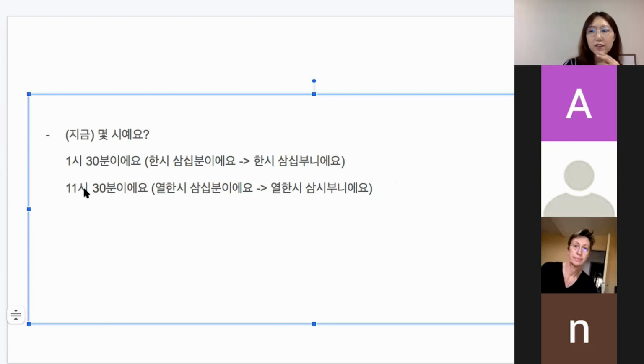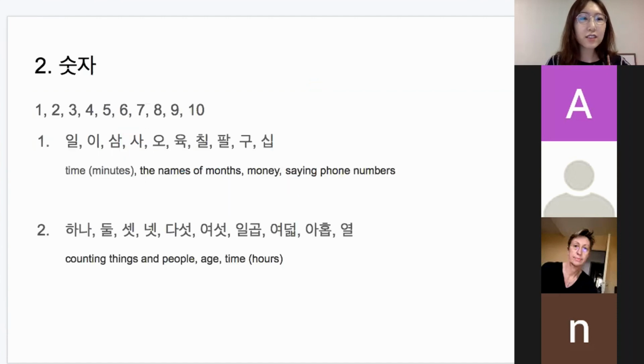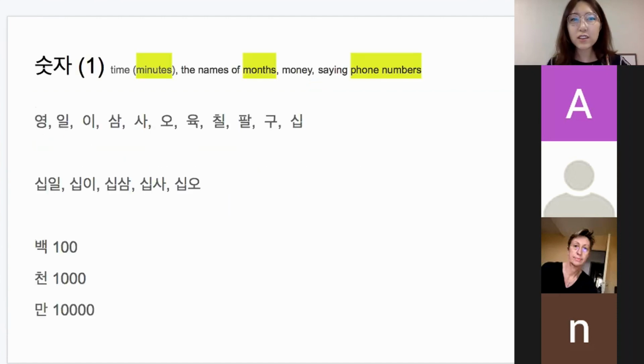Then bottom one, can you read this one? 11시 30분이에요. Okay, so these are our second time to study together.